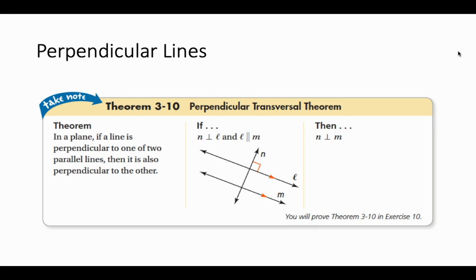Well, in this class, we want to know why. Take a second, pause, and think about it. In a mathematical proof, you say, because L is parallel to M, the corresponding angles are congruent. Therefore, because N and L are perpendicular, that angle right here would also be a right angle, because in parallel lines, corresponding angles are congruent. Therefore, N is perpendicular to M. You're going to be doing it in the homework.